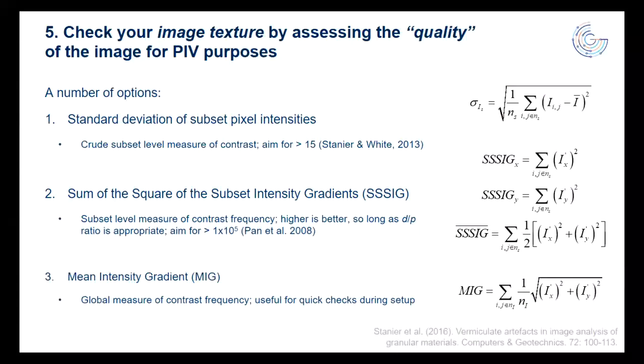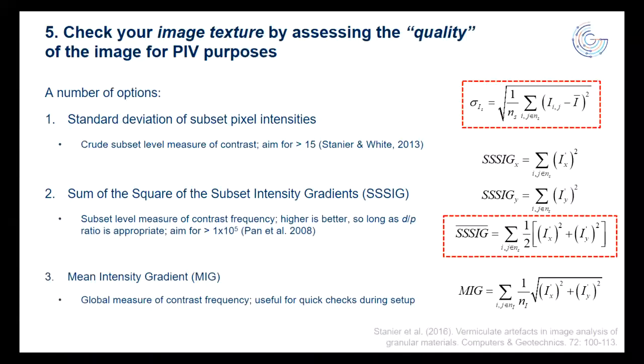They're two subset level quantities, but you can also look at the image as a whole and calculate the mean intensity gradient, which is just a variant on SIG developed by the same research group in Beijing. And that will give you a sort of global, quick, rough measure of the contrast frequency in the problem.